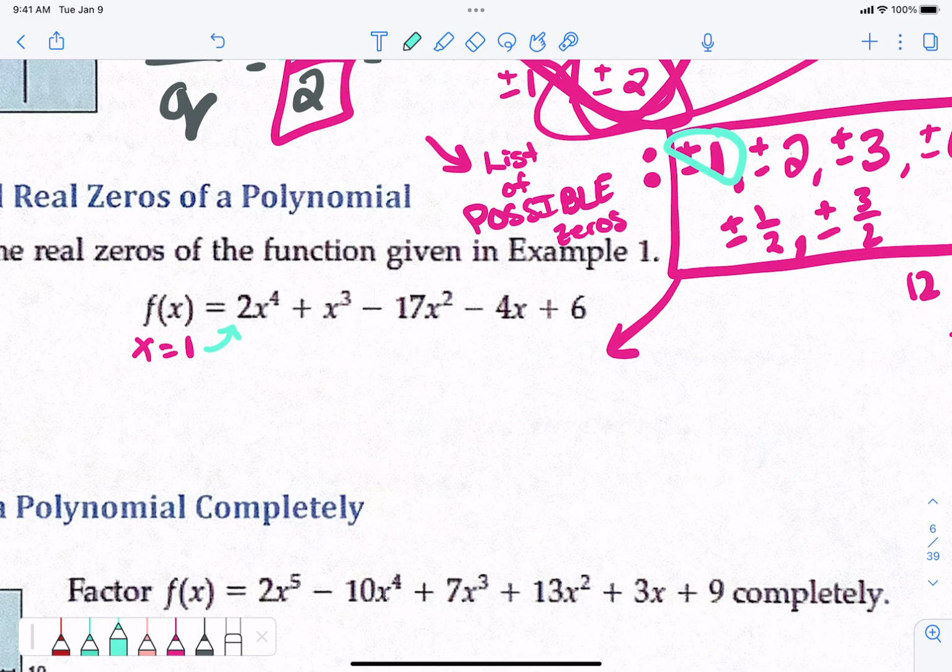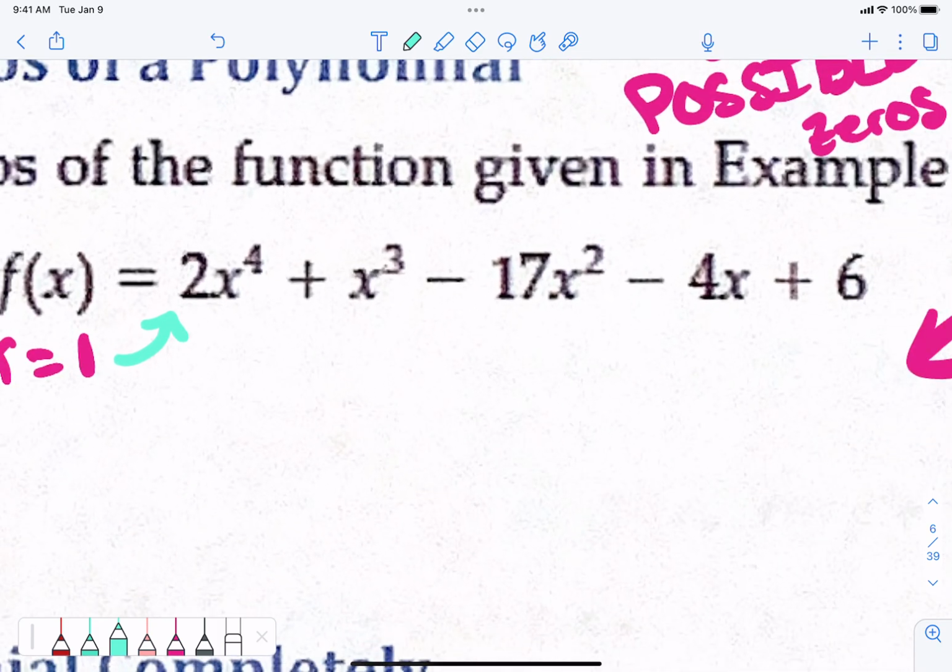0, right? Because that would mean 0 remainder. If I plug it in, it would have 0 remainder if it comes out as 0, which means it's a factor, right? It goes in there perfectly, okay? So if I plug 1 in, 2 times 1 to the 4th power is just 2, plus 1 to the 3rd power is 1, minus 17 times 1 squared is just minus 17, minus 4 plus 6.